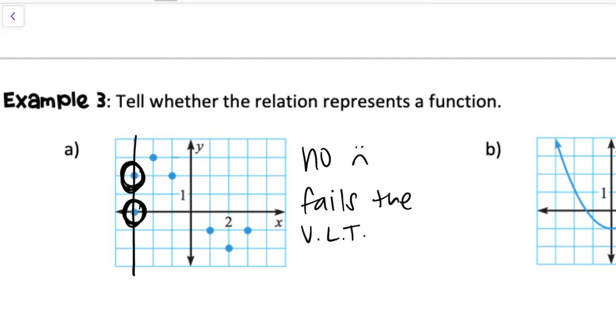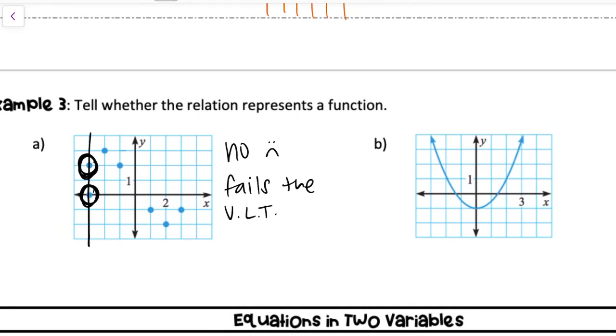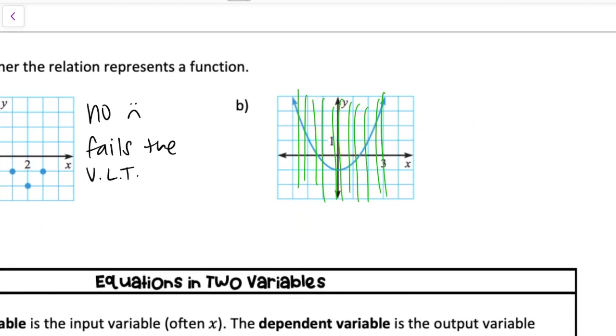So then in example B, is that guy a function? Well, if we draw as many vertical lines as we want, we will never intersect our graph at more than one point, right? When we draw these lines, it hits our graph always exactly once. And so since that's the case, yes, it is a function. We can say it passes the VLT. So this guy is a function.